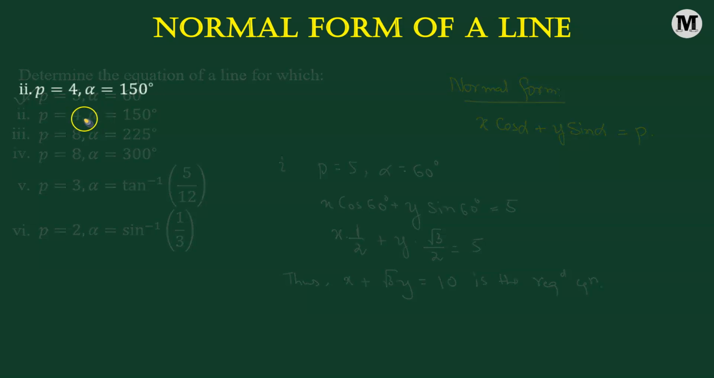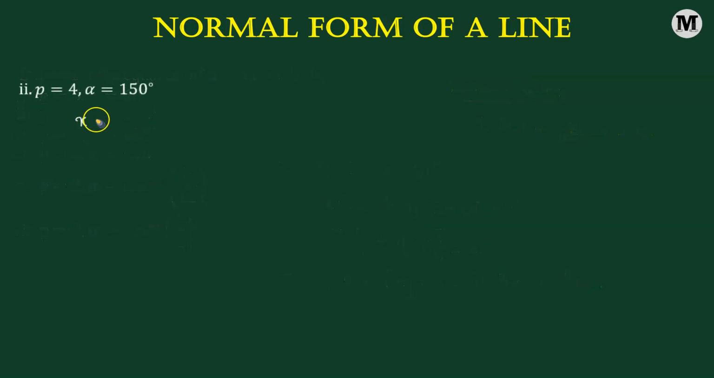When we use the normal form, the equation is going to become x times cosine of alpha, alpha is 150 degrees, added to y times sine of the angle 150 degrees, and this is going to be equal to the perpendicular distance 4. Now, our next task will be to obtain the value of cosine of 150 degrees and sine 150 degrees.